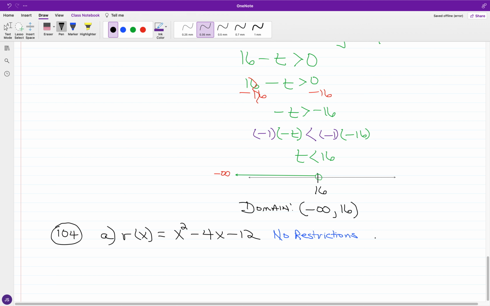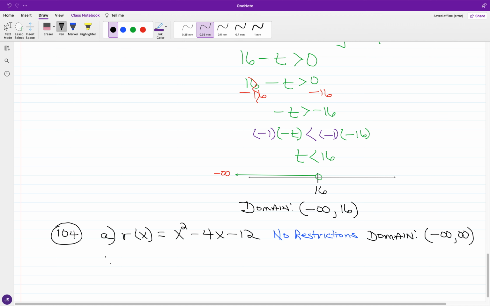And since r of x has no restrictions, we can say that the domain is going to be the set of all real numbers. Again, that's symbolized by parentheses surrounding negative and positive infinity.